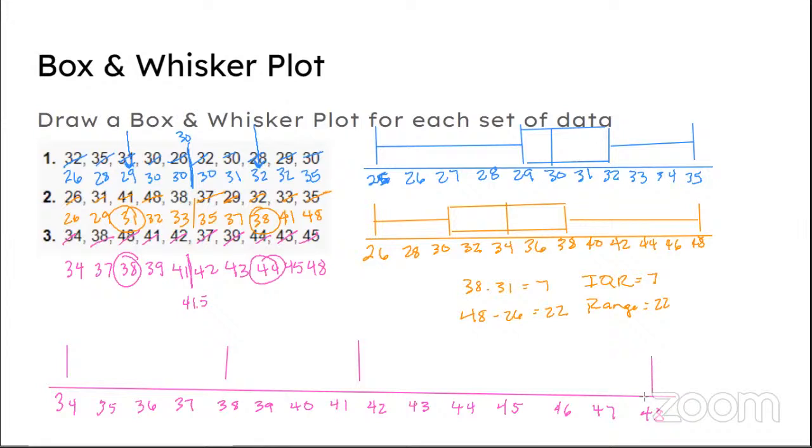48 is our maximum value. 44 was our quartile 3. So now I'm going to connect all of our interquartile range here, and then throw some whiskers out to the minimum and maximum. All right, so those are your box and whisker plots for the data that you have. Numbers 1, 2, and 3.